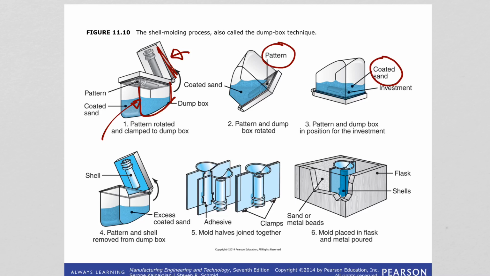So much smaller grain size, sand grain size is used in shell molding compared to green sand molding, which of course, as we talked about, lowers the permeability. And also the binders will decompose, which will produce high volume of gas. So we need proper ventilation of the system to remove those trapped air and gases that can produce defects in the castings.